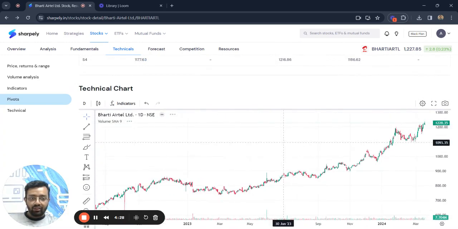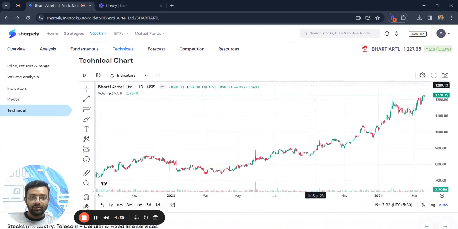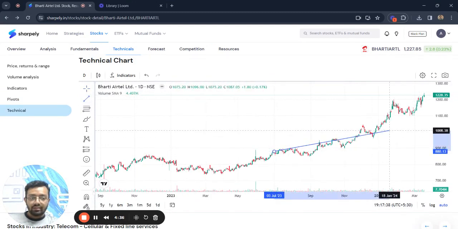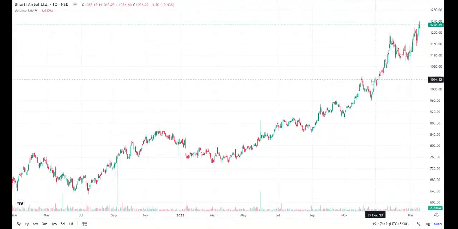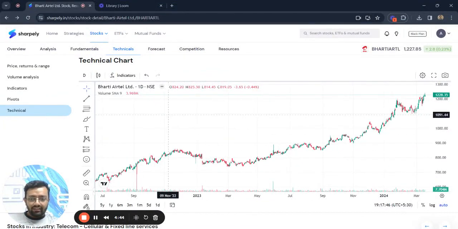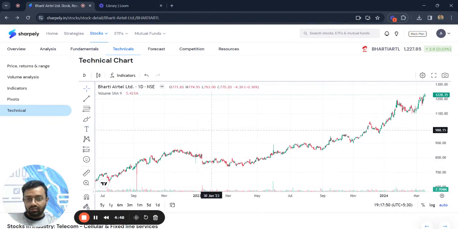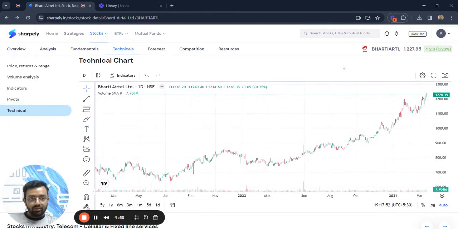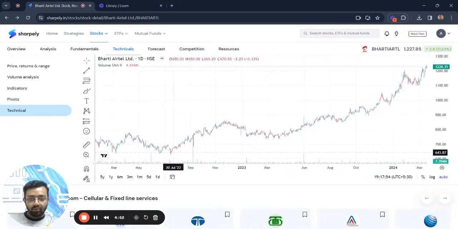Now here you can zoom in and zoom out using the scroll. You can also draw lines on the chart to mark support and resistance levels. Also, you can take it in full screen, as you can see here. And you can do anything that you can actually do on the free version of TradingView. So this is the chart functionality that we provide.